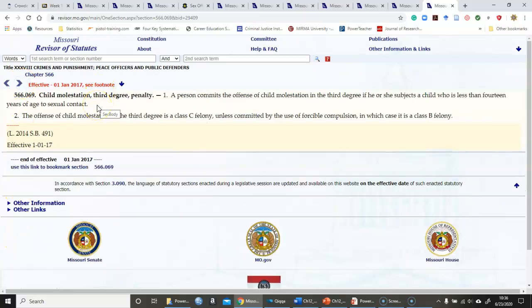then child molestation third degree. A person commits the offense of child molestation in the third degree if he or she subjects a child who's less than 14 years of age to sexual contact. Again, we're still talking about a Class C felony.